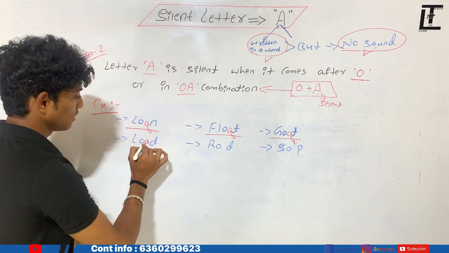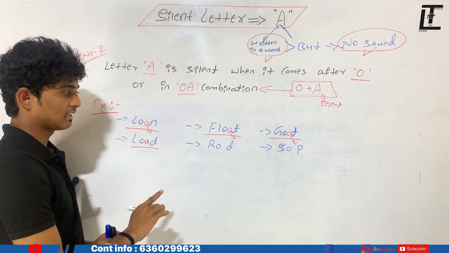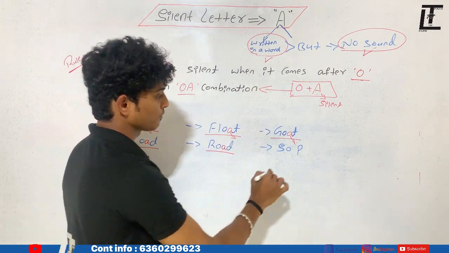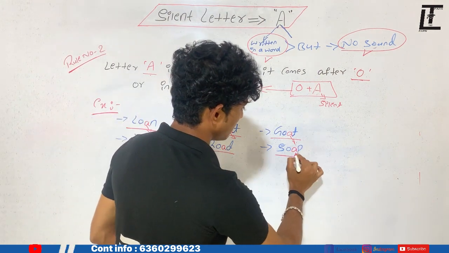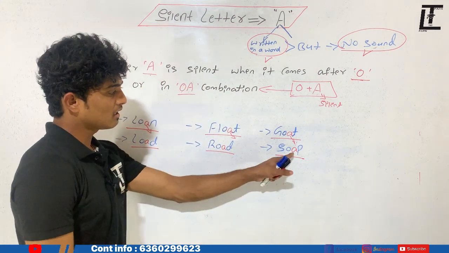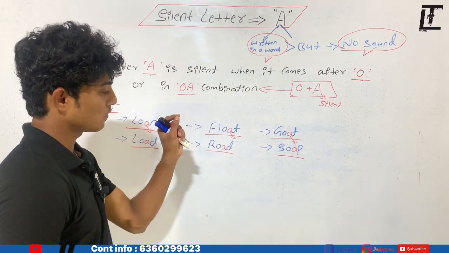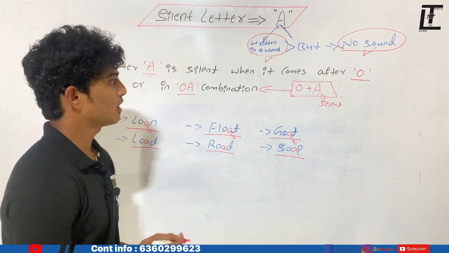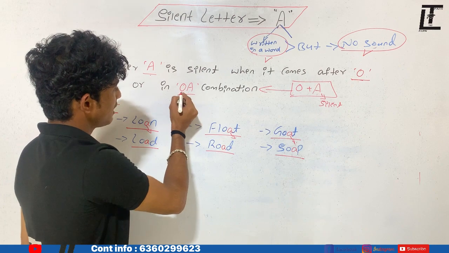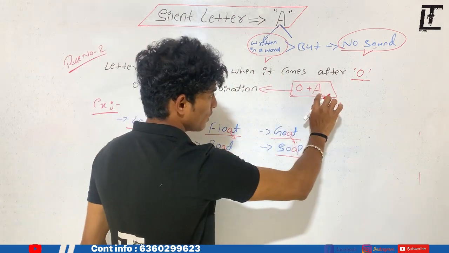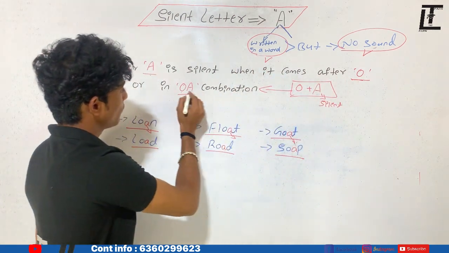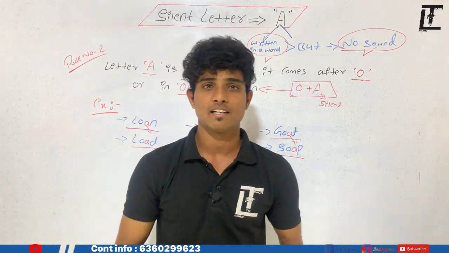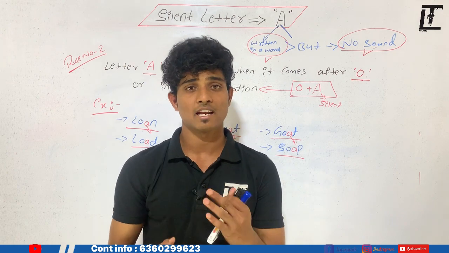In this word load, A is again a silent letter. In this word road, A is again silent. In this word soap, again the A is silent. Why is the letter A, written with the red marker, considered silent? Because rule number 2 says when it comes after the O, or when it is in the OA combination, it is considered a silent letter. So this is rule number 2 of silent letter A.